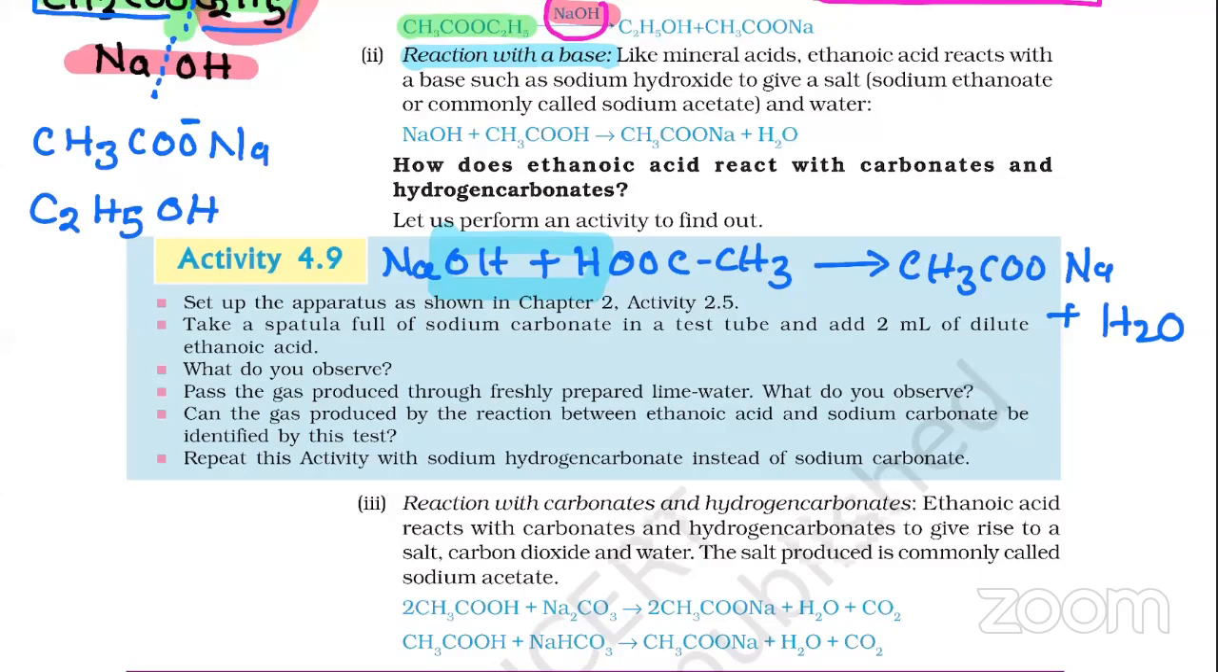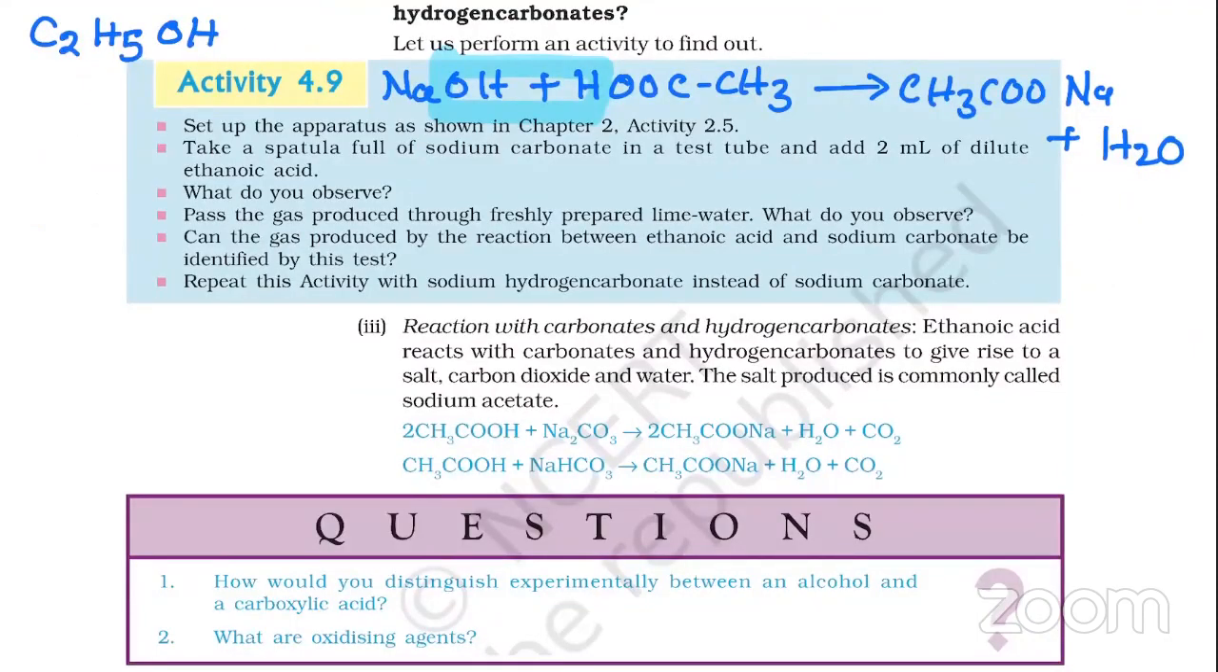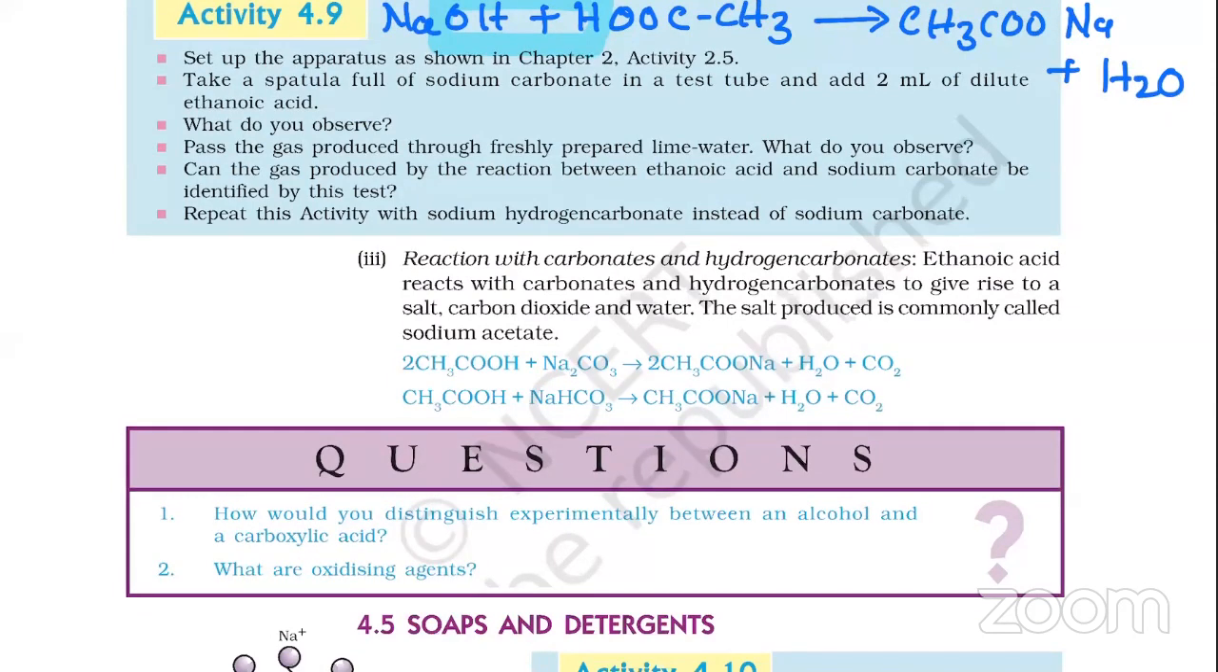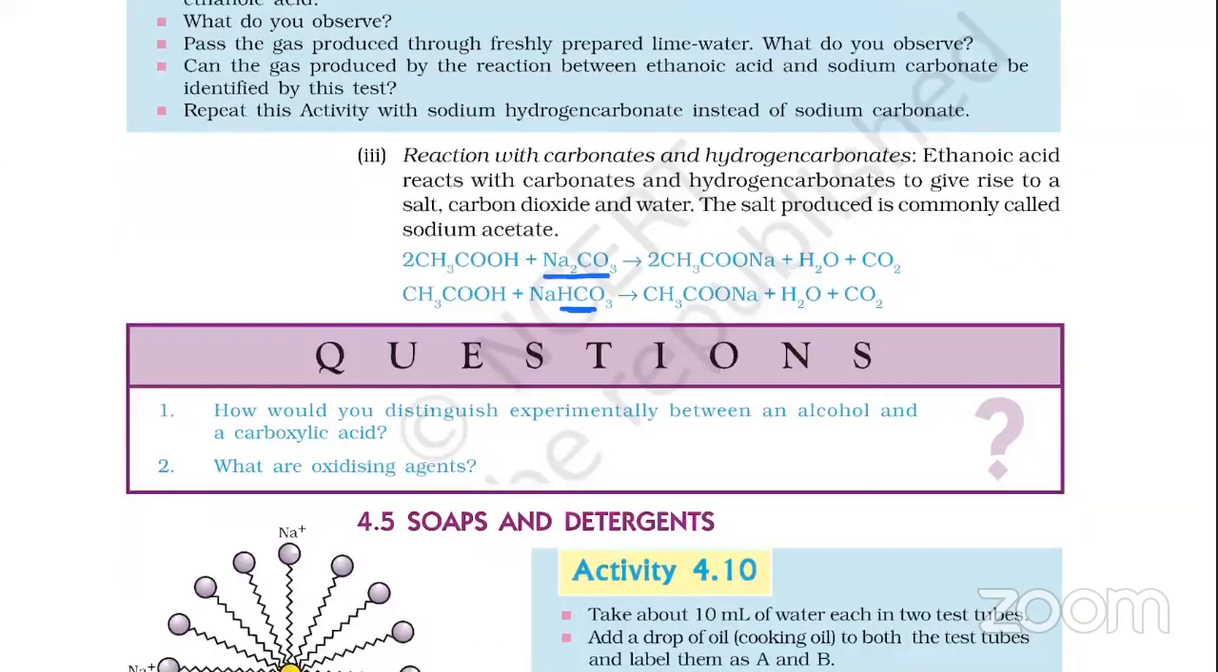Any doubt? No. Okay. In the same way, we can write the reaction with carbonate and hydrogen carbonate. So what is carbonate? Carbonate is Na2CO3. And what is hydrogen carbonate? It will have HCO3. So these are sodium carbonate and sodium hydrogen carbonate.